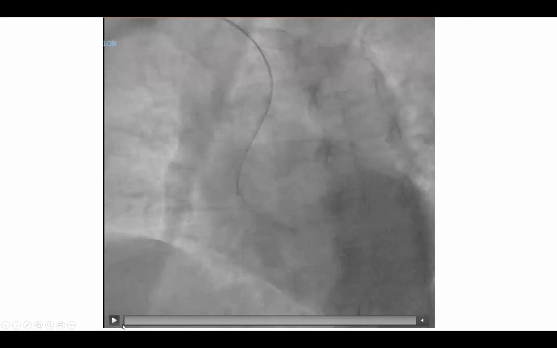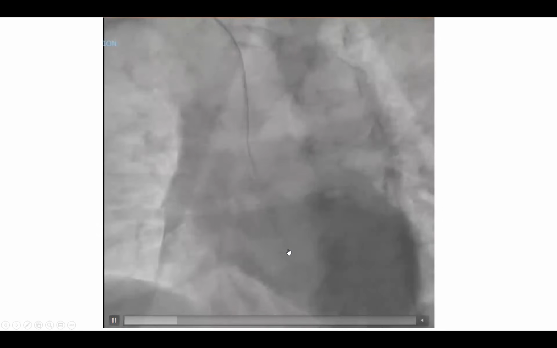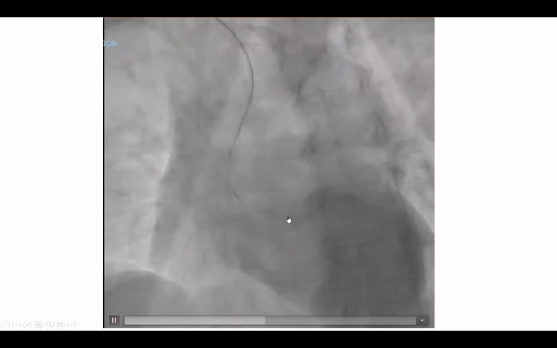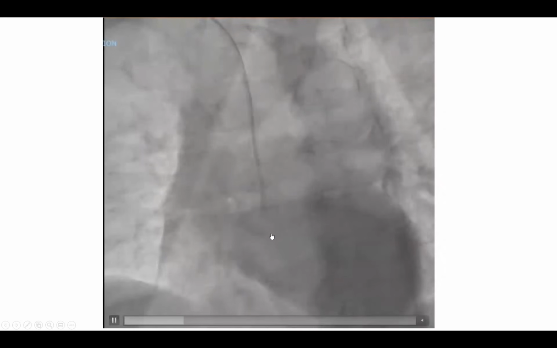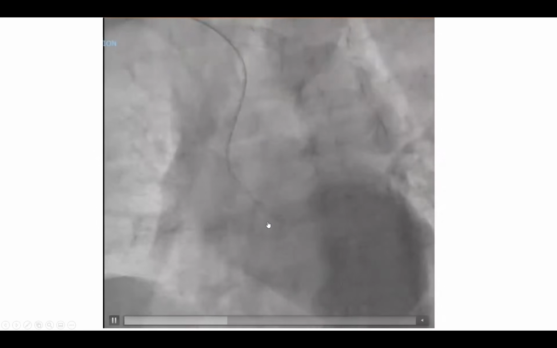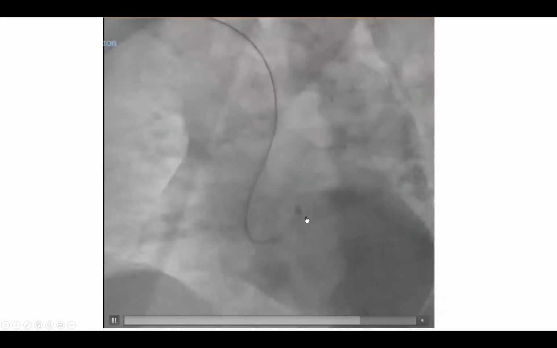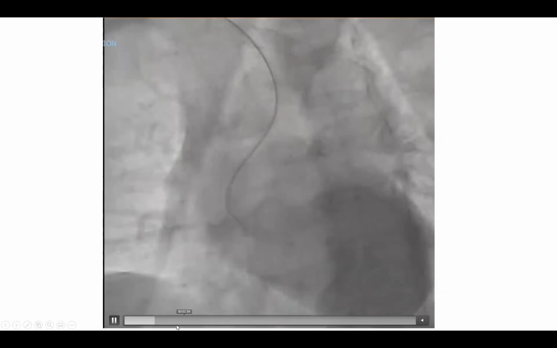This is another case, more difficult. Let me start again. Here we're starting with the right cusp. I'm trying to pull to get into the left cusp. We did get into the left cusp, then we pushed it. This was tighter because it's longer for this aorta. So it was harder maneuvering, but we did get in eventually.